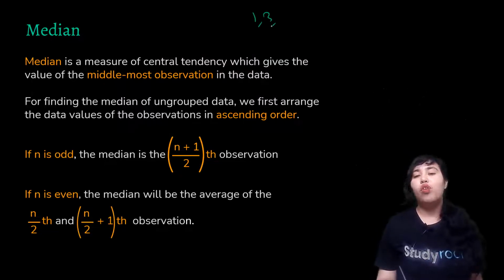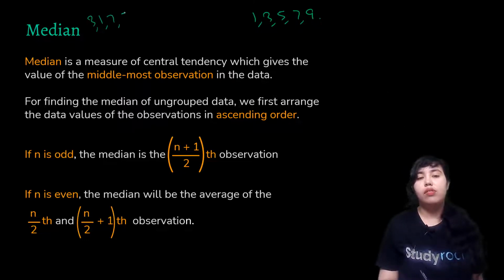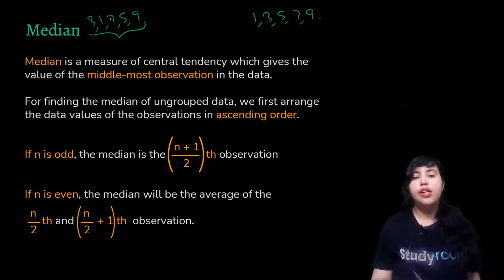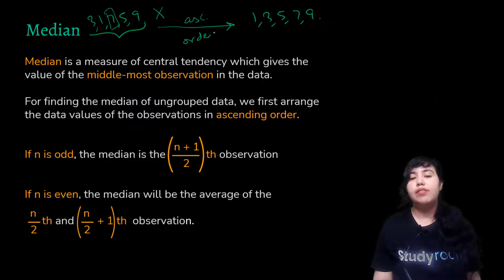So if I give you 1, 3, 5, 7, 9, this is your data. But let's say I shuffle it up, okay? I give you 3, 1, 7, 5, 9. So you can't attempt to find the median by this method. It will give you the value 7. So that will be wrong. So the first step is very important. You have to first of all arrange your data in ascending order. So it will become 1, 3, 5, 7, 9.